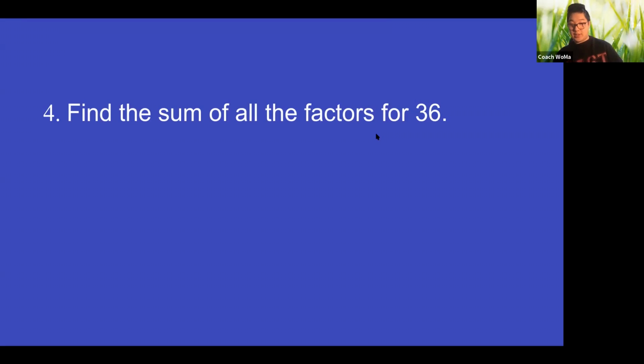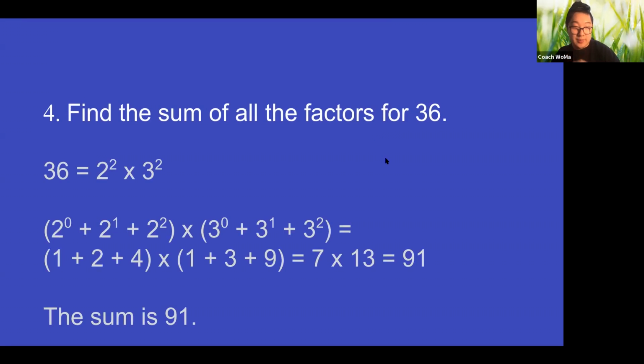All right, let's move on. So one way of doing it with the shortcut that we learned is you can do 2 to the 0 plus 2 to the 1 plus 2 squared times 3 to the 0 plus 3 to the 1 plus 3 squared. And you'll get 7 times 13, which is 91.